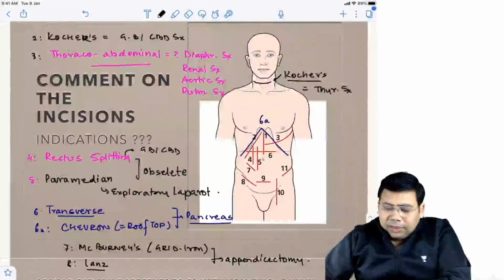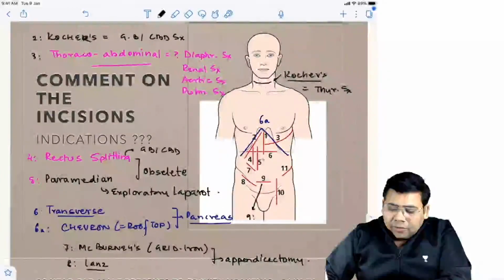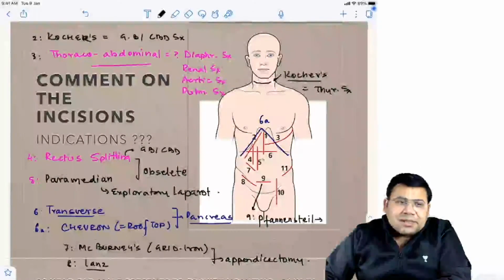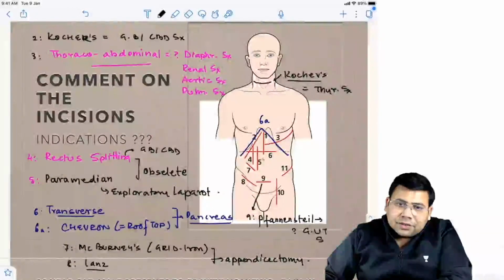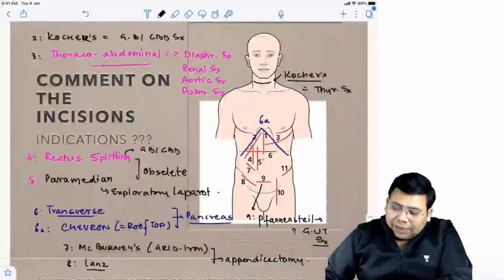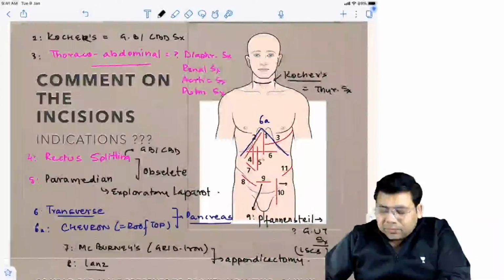If you talk about the 9, what is 9? Pfannenstiel. What is this Pfannenstiel incision for? Come on, students. Answer is for genitourinary tract surgeries, GU surgeries, or LSCS. Yeah, LSCS. Then what is 10?